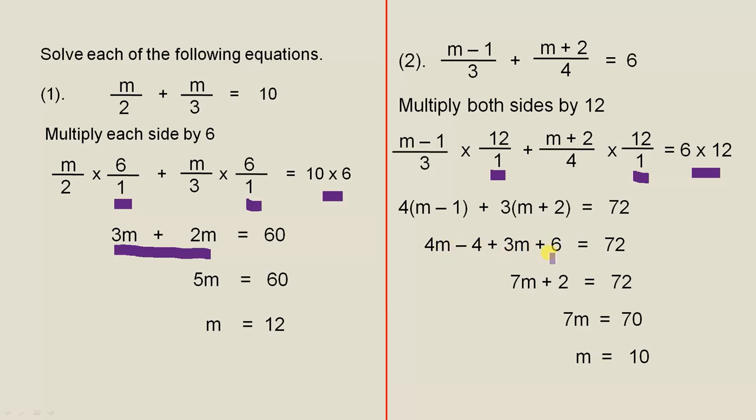When we simplify that expression, that gives us 7m plus 2. If we subtract 2 from both sides, it gives us 7m equals 70. And then we divide both sides by 7 to give us m equals 10. So this particular slide here has given us two examples, and we've seen how to solve two equations involving fractions. It's a very, very straightforward procedure.